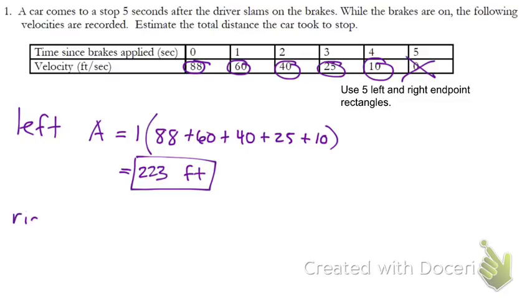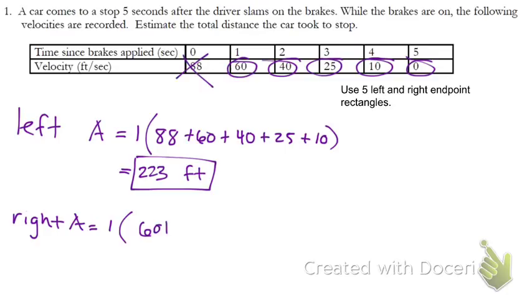And then for right rectangles, they all have a base of 1, but this time, instead of going from the left, we're going to go from the right. So we would use 0, 10, 25, 40, and 60. We would not use 88. So it would be 1 times 60 plus 40 plus 25 plus 10 plus 0. If I add all those together, I get 60 plus 40 plus 25 plus 10 plus 0, times 1, 135.